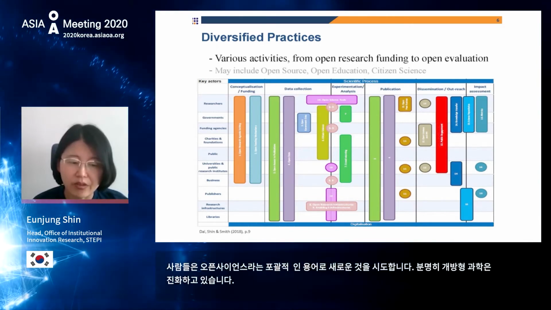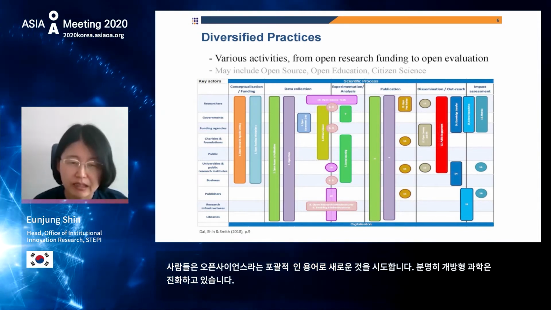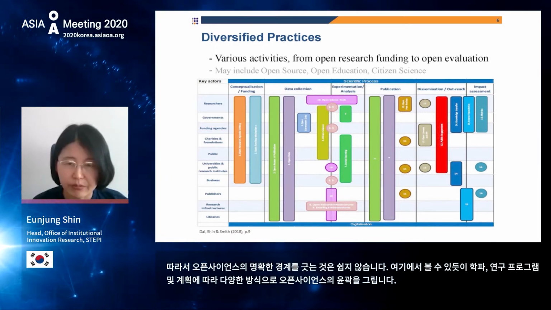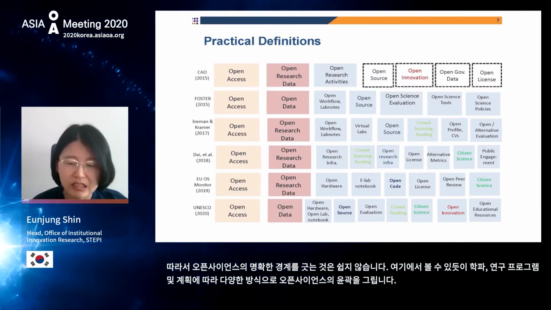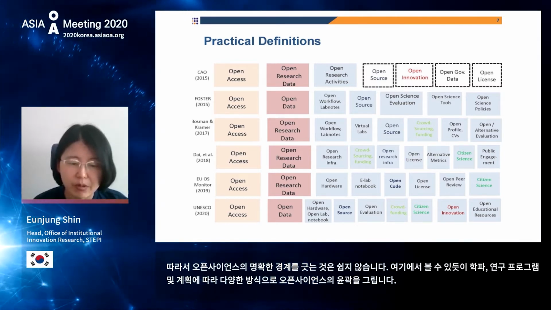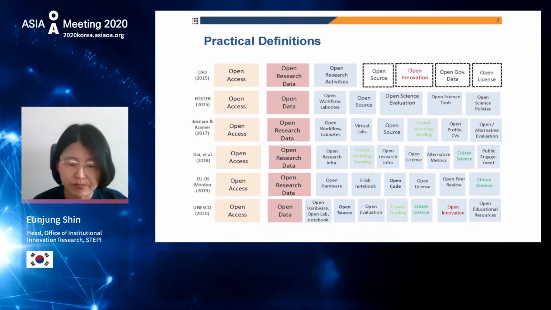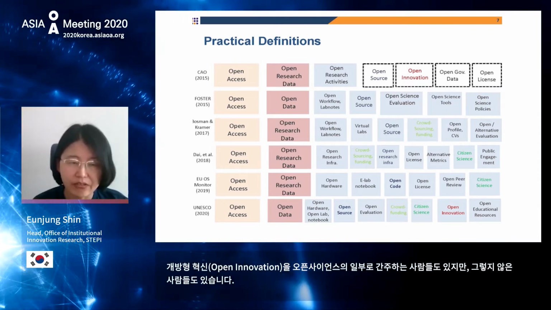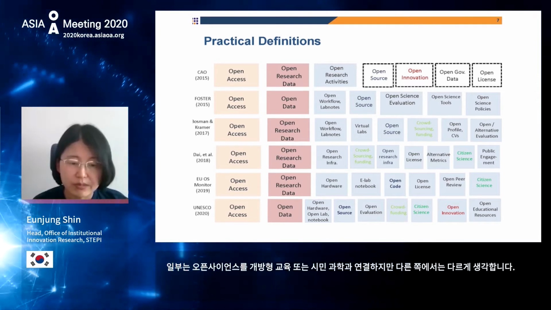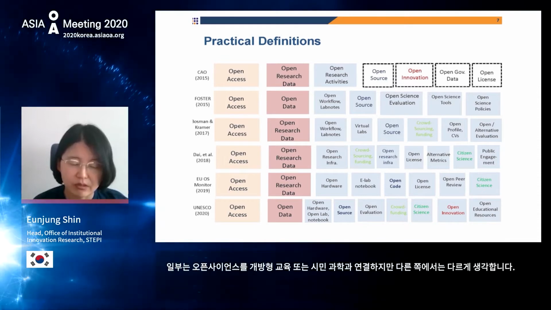People try new things under the umbrella term of open science. Clearly, open science is now evolving, so it's not easy to draw a clear-cut boundary of open science. As you can see here, different schools, programs and plans delineate open science in different ways. Some consider open innovation as a part of open science, but others don't. Some link open science to open education or citizen science, but others don't.